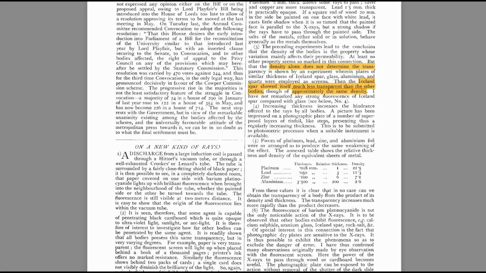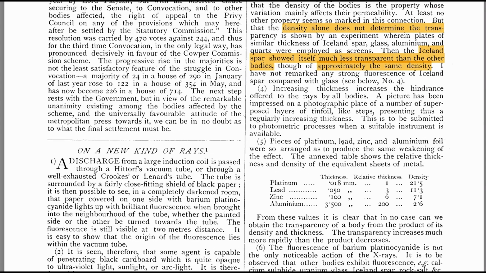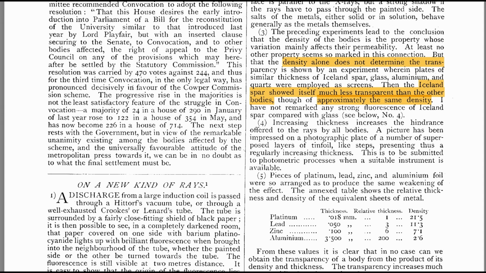So, in the part 1 video, we left off from where Wilhelm Röntgen was talking about the density of the material objects and the permeability of X-rays on those materials, and where Röntgen concluded that the density is not the only factor for permeability determination of each different material. That is because the material called Iceland spar showed itself much less transparent than the other bodies, although it had approximately the same density, as highlighted here.